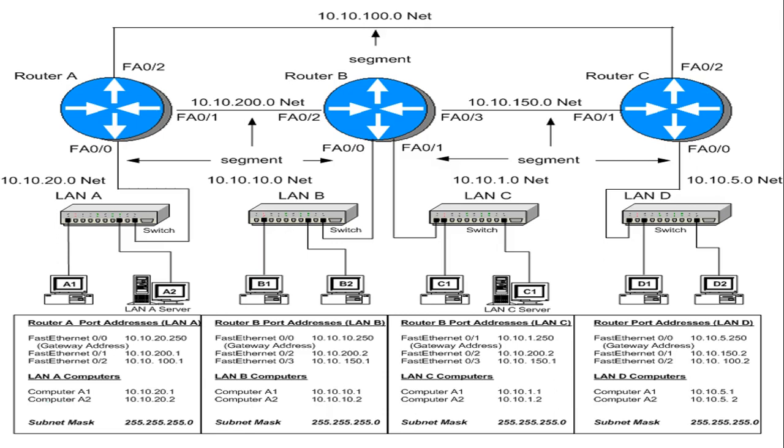Router B connects directly to router A via Fast Ethernet port FA0/2 and connects to router C via Fast Ethernet port FA0/3. Router C connects directly to the local area network D switch via the Fast Ethernet port FA0/0. Router C also connects to router A via Fast Ethernet port FA0/2. Connection to router B is provided via Fast Ethernet port FA0/1.